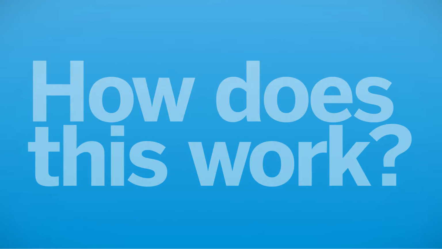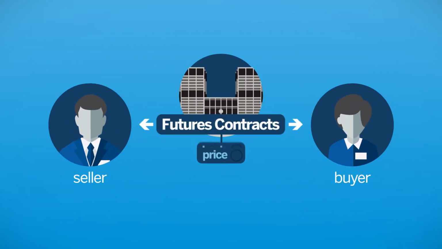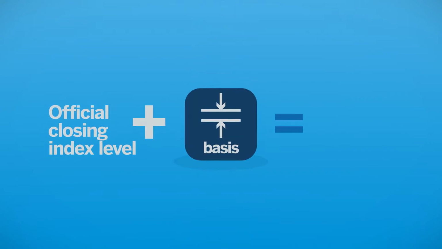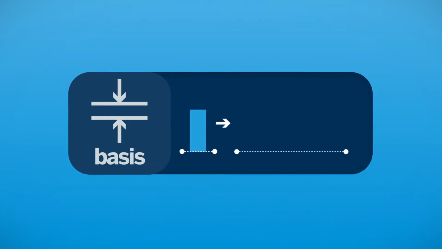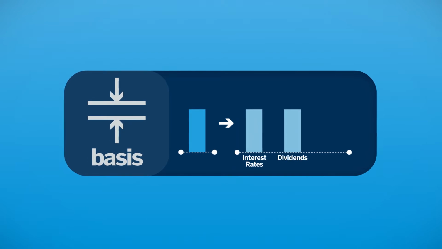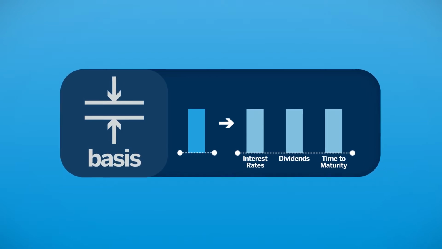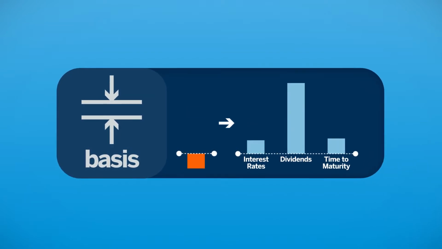How does this work? A buyer and seller agree to trade futures contracts, but instead of agreeing to a specific price, they agree to a spread or basis to be added to that day's closing index level to determine the futures price. The basis is agreed upon before that day's index level is known. The value of the basis depends on the all-in financing rate, dividends, and the time left to contract maturity. The value can either be negative or positive.